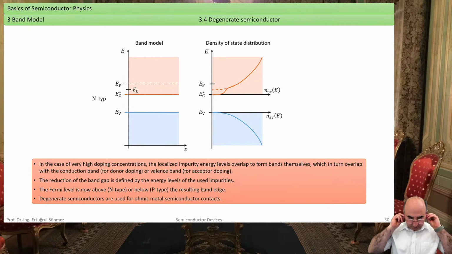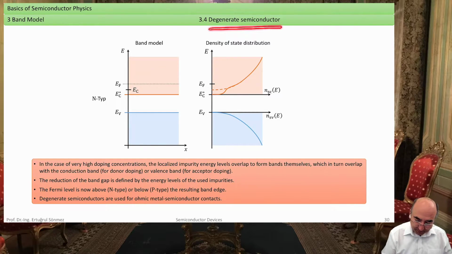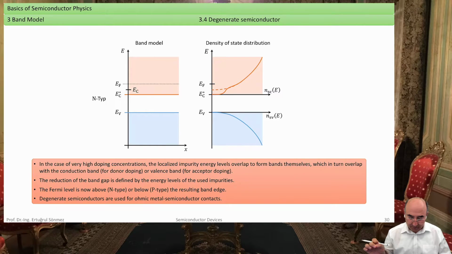Now we talk about a topic after the coffee, which is the degenerate semiconductor. Degenerate semiconductor, right? What does that mean? You have to provide an access to the semiconductor to the physical world outside the semiconductor. So you have to have an access to the semiconductor.